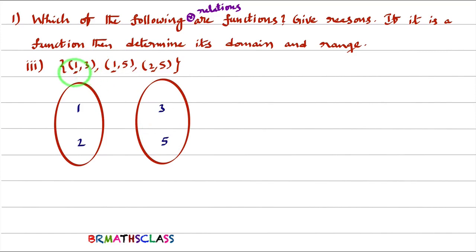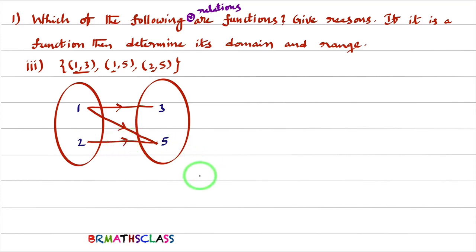Now you observe the relation. The first ordered pair is 1, 3. That means 1 is related to 3. Next, the second ordered pair is 1 is related to 5. They gave it like this, 1 is related to 5. Next, 2 is related to 5. They gave it like this.